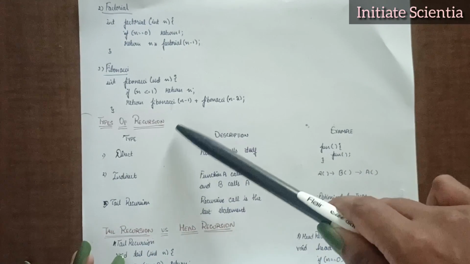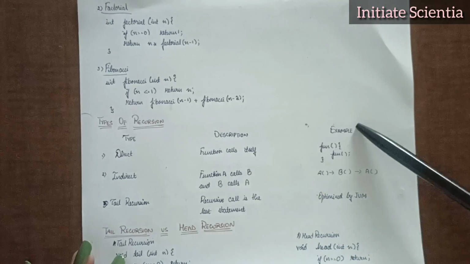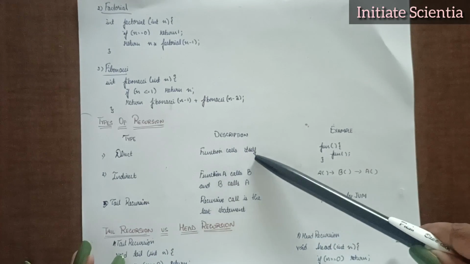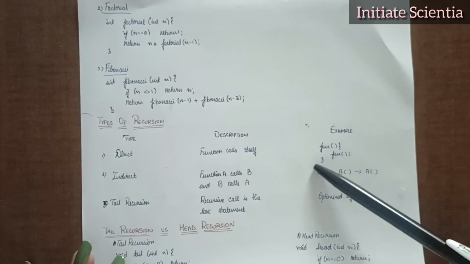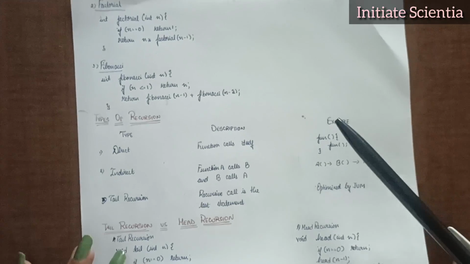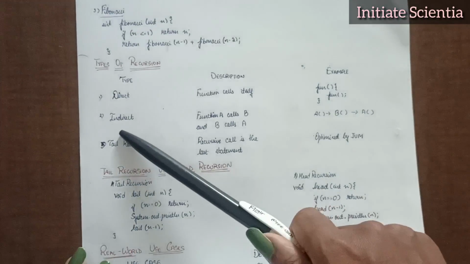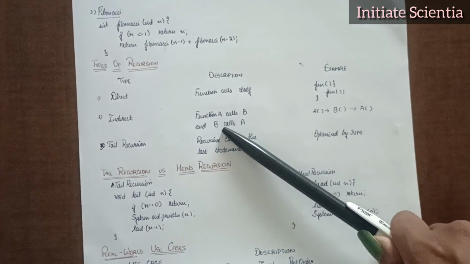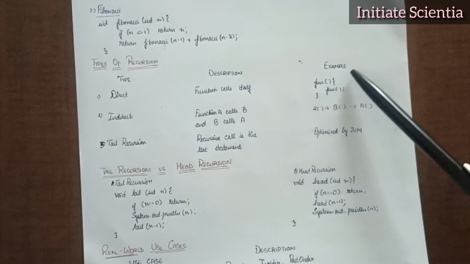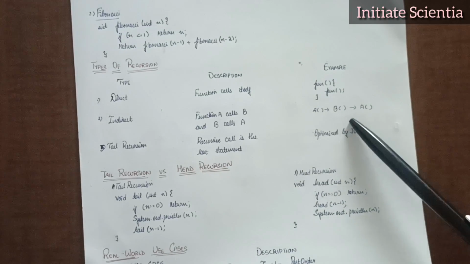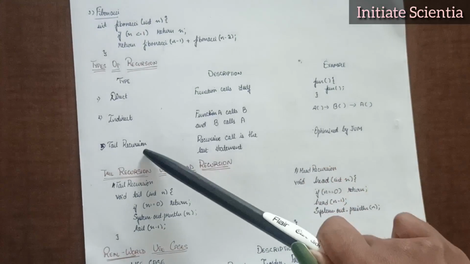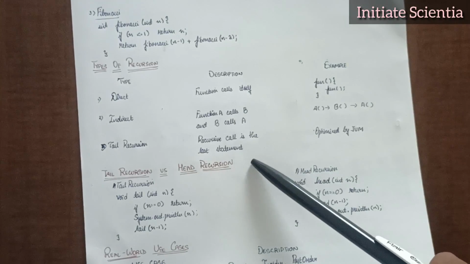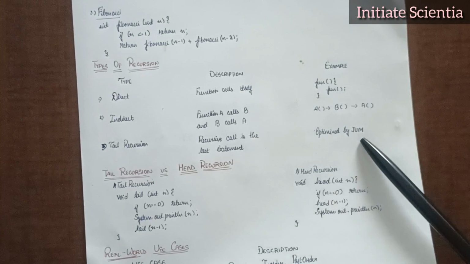Types of recursion, with description and example. Type: direct. Description: the function calls itself. Example: function calls function. Next, indirect. Here the description is that function A calls B and B calls A. Example: A calls B and B calls A. Type: tail recursion. Description: the recursive call is the last statement. Example: optimized by the JVM.